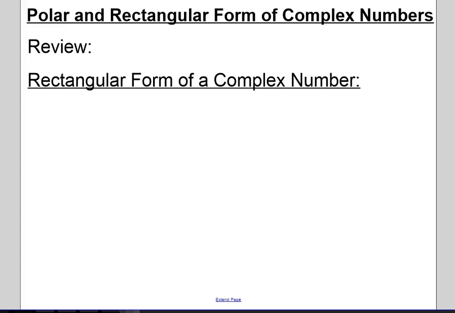In this recording, we're going to learn about polar and rectangular forms of complex numbers. So first, let's go with some familiar territory, the rectangular form of complex numbers, which may not be super familiar. So let's review. The rectangular form of a complex number would look something like this. A plus bi form.